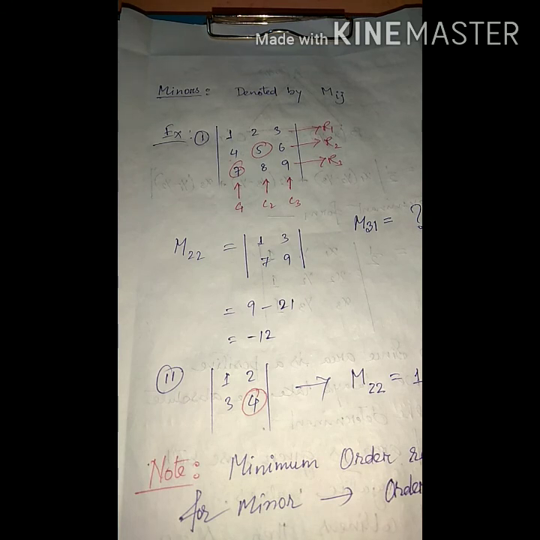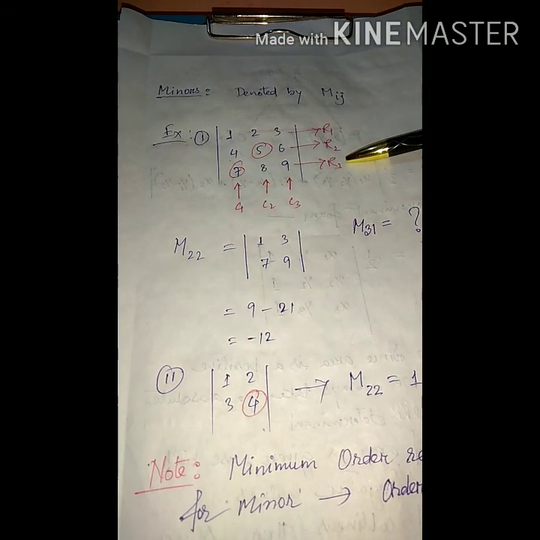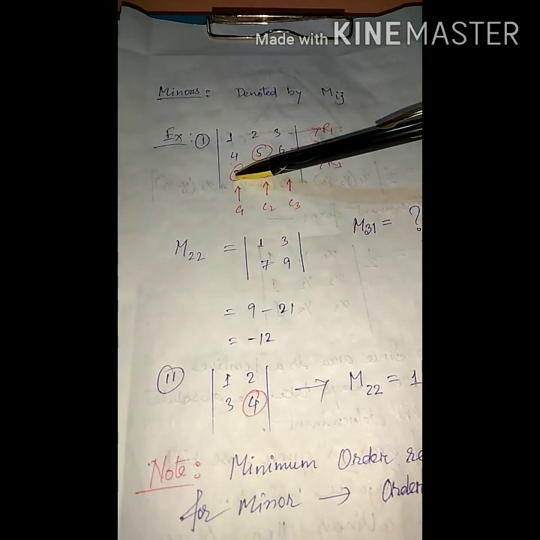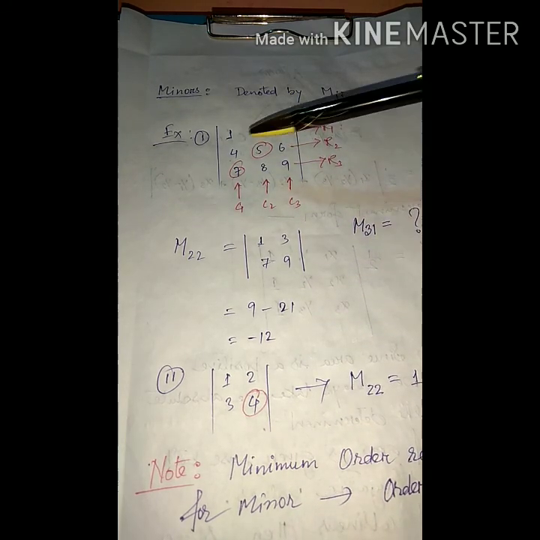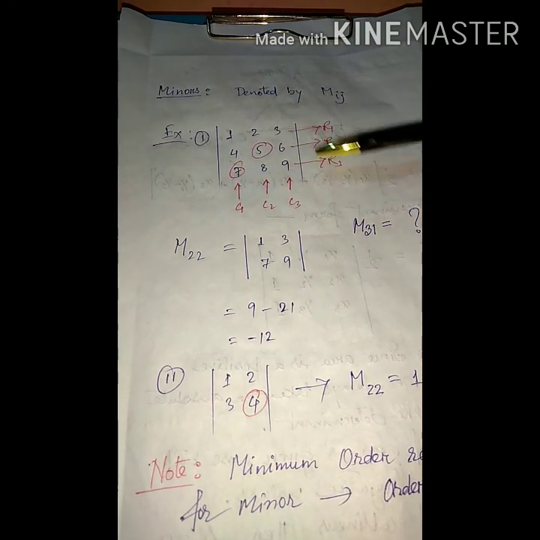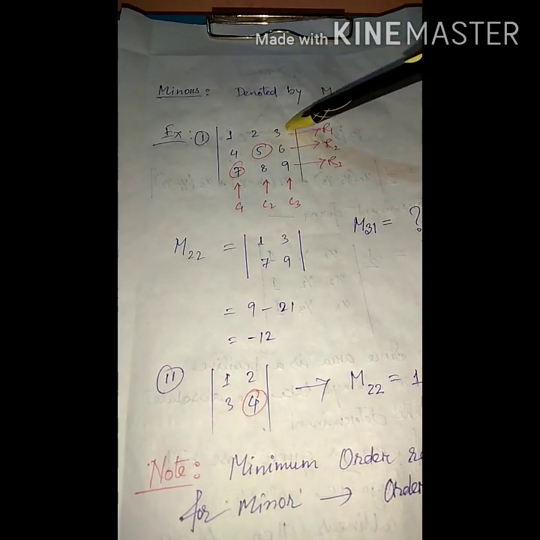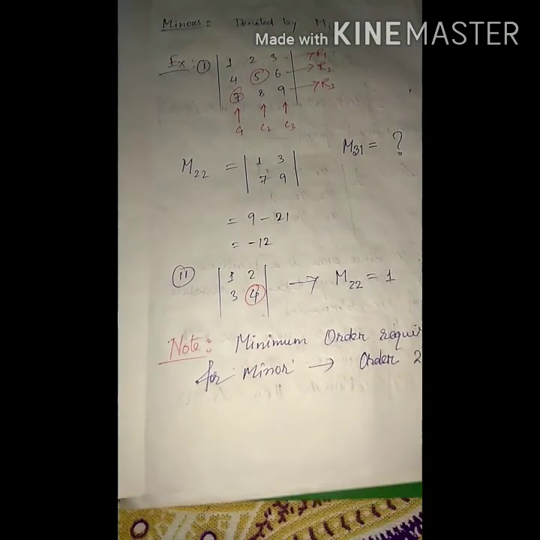Is it clear? Similarly, if anyone asks you to find the minor of 7, we have to identify the position of this 7. Row 3, column 1. That means the position is 3 1, so we write here M31. How can we find its value? With respect to this 7, eliminate the third row and the first column. What will remain here? 2 3 5 6. If we calculate this, then easily we get the answer. Is it clear?